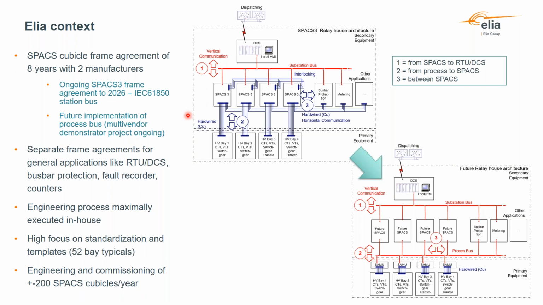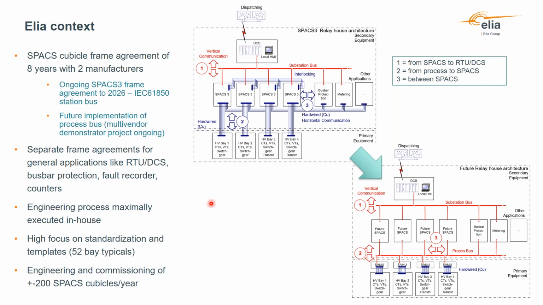These are frame agreements of 8 years that we have with 2 manufacturers. Our current frame agreement, which consists of this type of architecture, is called Specs 3. It's what you see here, and it's the ongoing frame until 2026. For the other general applications like busbar protection, RTO, DCS, etc., we have separate asynchronous frame agreements.